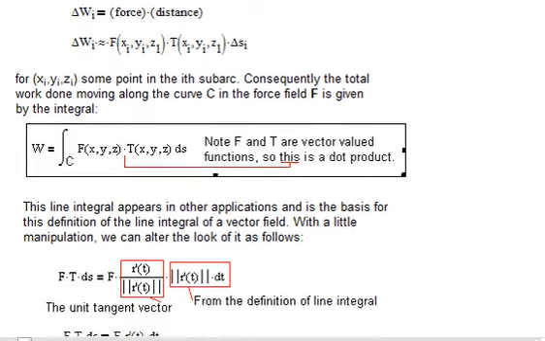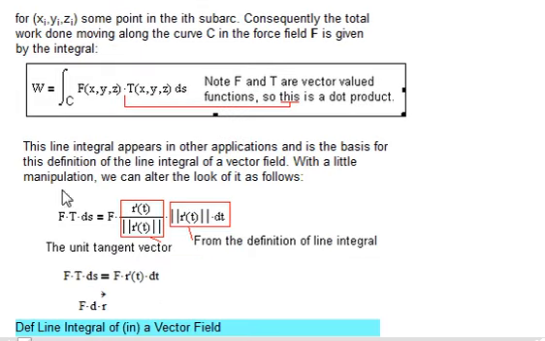This line integral appears in other applications, and the basis for the definition of the line integral is the basis of the definition of a line integral of a vector field, or we could say a line integral in a vector field along a curve, or something like that.